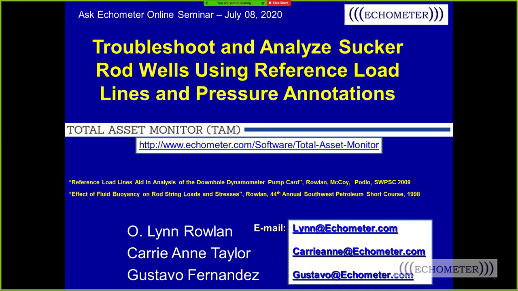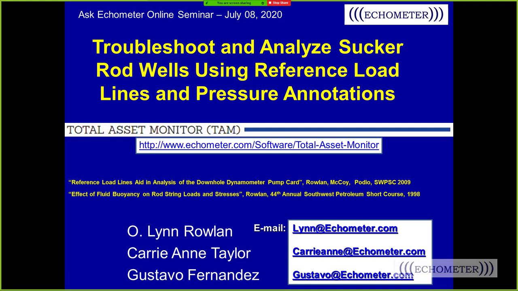All right, thank you, Carrie Ann. This is a presentation that is somewhat based on surface measured data. And a lot of the reference lines concept was presented back in the 60s by a couple of engineers from Conoco, Gibson and Swain. So I didn't reference that paper. There's also another paper by, I think, Lawrence Merriman, and that's a 1950s paper.